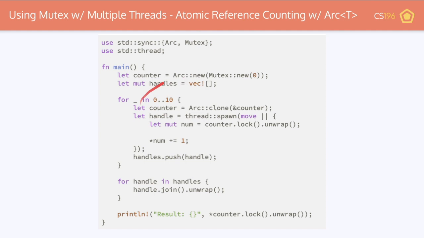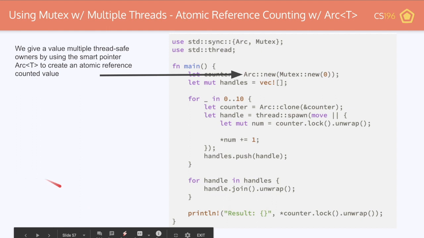I'm just going to talk about it quickly before we go into the pointers and stuff. Essentially, we're going to create a mutex here. I'm going to create a vector called handles, which will have all our threads. We're going to loop here, clone the counter to our new thread, create the thread, unlock the mutex, increment the number, add this new thread to our handles vector, and then we're going to join at the very end. Okay, so let's go through this step by step.